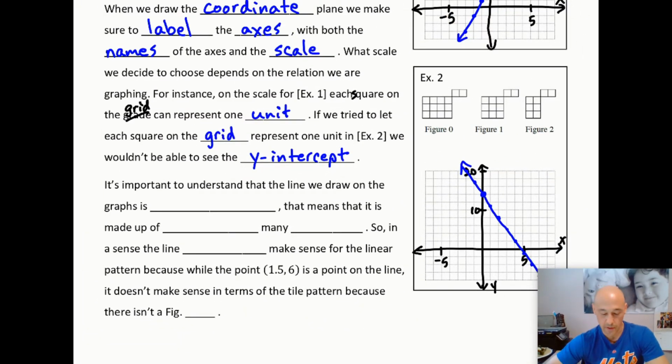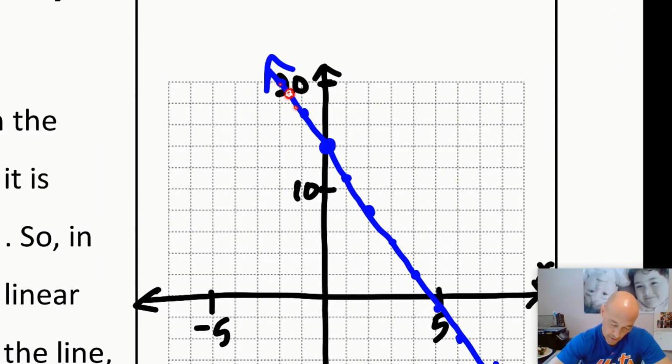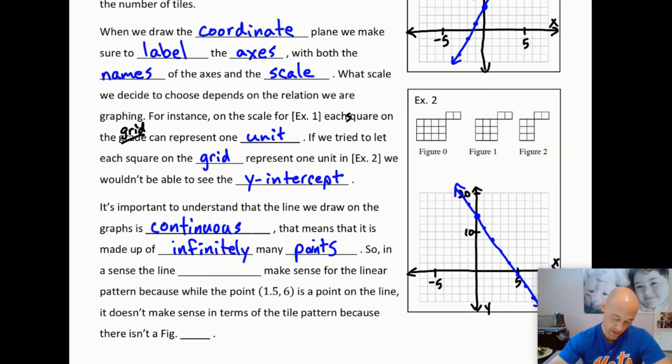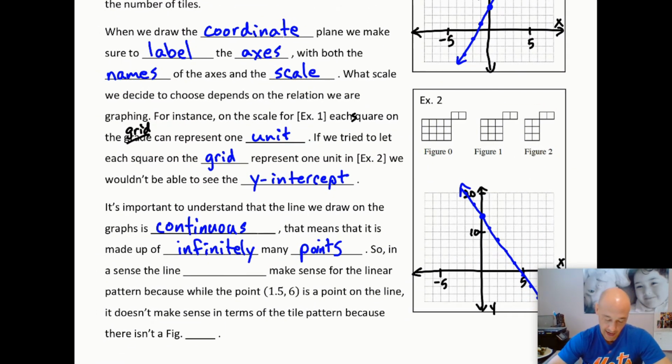It's important to understand that the line we draw on the graphs is continuous. That means that it is made up of infinitely many points. So what you can think about is on this, there are all these points in here, and if we zoomed in between any 2 points, there would be infinitely many points in there as well.